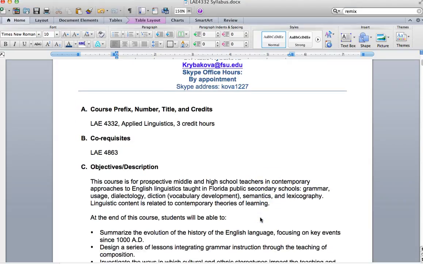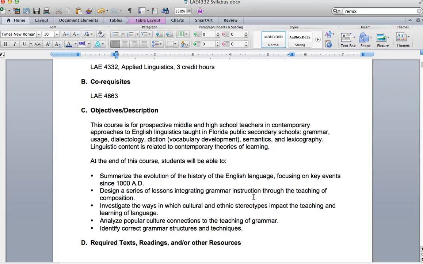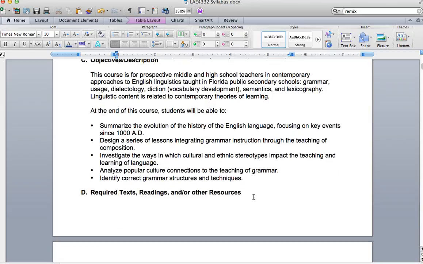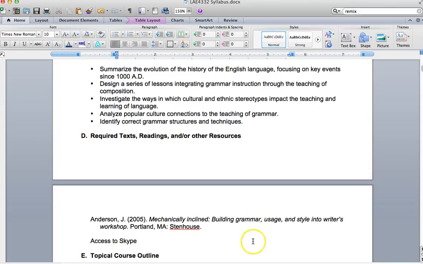Okay, so let's talk about the course. The course is for high school and middle school teachers, that's you guys, and pre-service, okay? And we're going to be talking about grammar, usage, dialect, diction, semantics, syntax, those things that impact how you teach language and grammar in the classrooms, as well as a brief overview of the history of English language. That'll help you kind of get an idea of where we're coming from getting to this point.